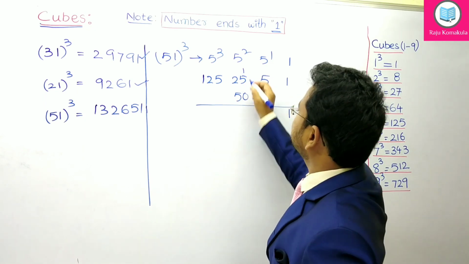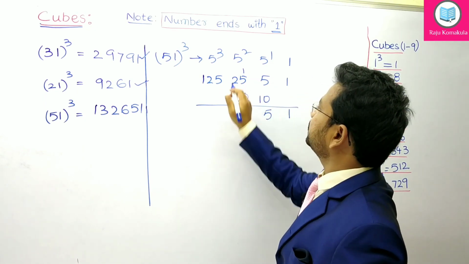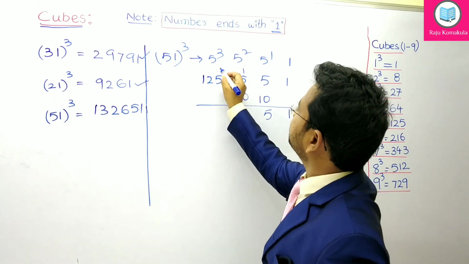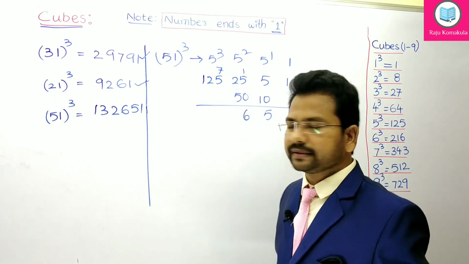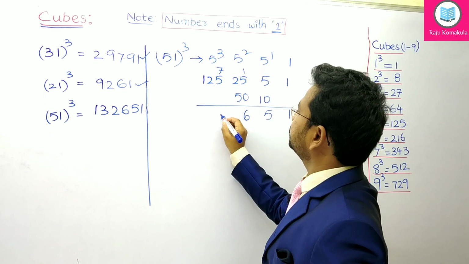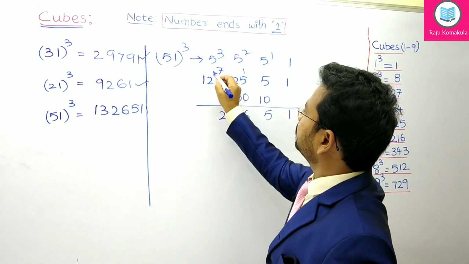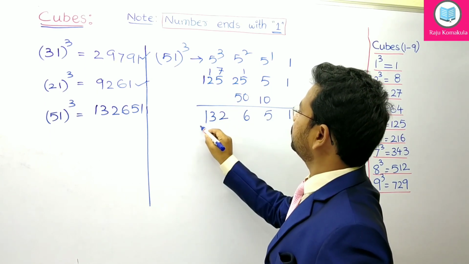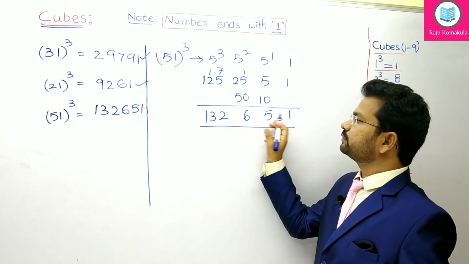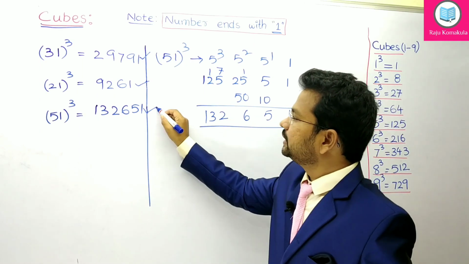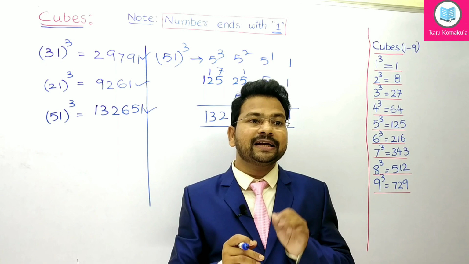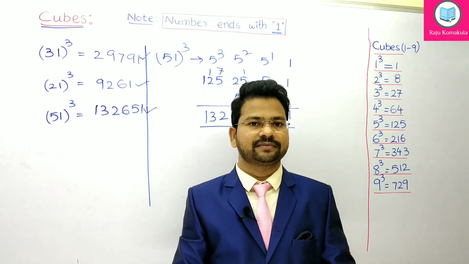Take the carry here, 6. 5 plus 2 is 7. But don't write it here, take it as a carry. 7 plus 5 is 12. 1 carry, that is 3, 1. So 1, 3, 2, 6, 5, 1. This is the answer. If you practice more, you will get it in fractions of seconds.